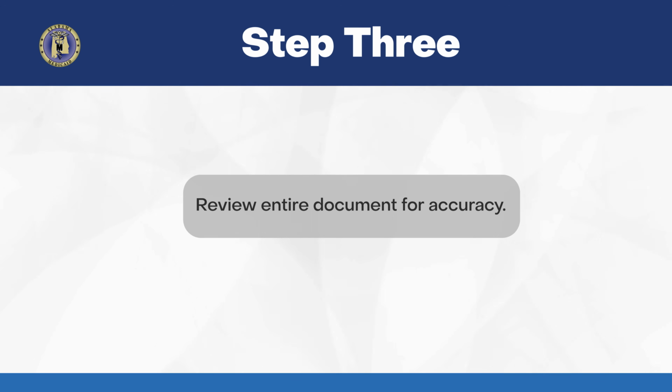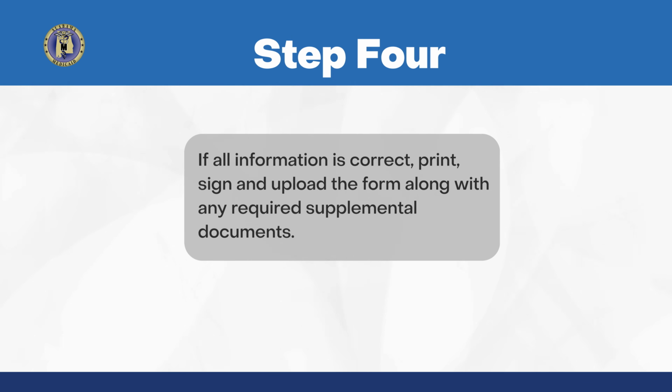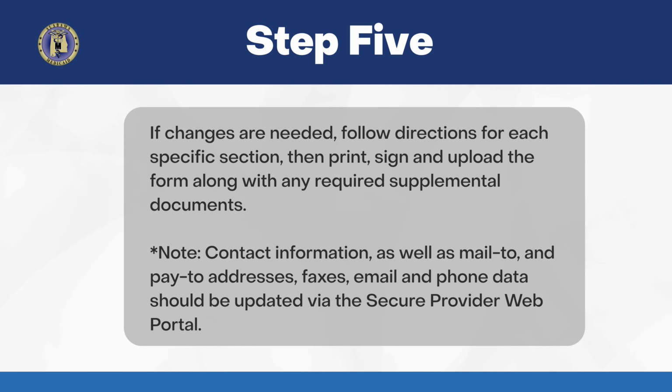Step 3. Review entire document for accuracy. Step 4. If all information is correct, print, sign, and upload the form along with any required supplemental documents. Step 5. If changes are needed, follow directions for each specific section, then print, sign, and upload the form along with any required supplemental documents.